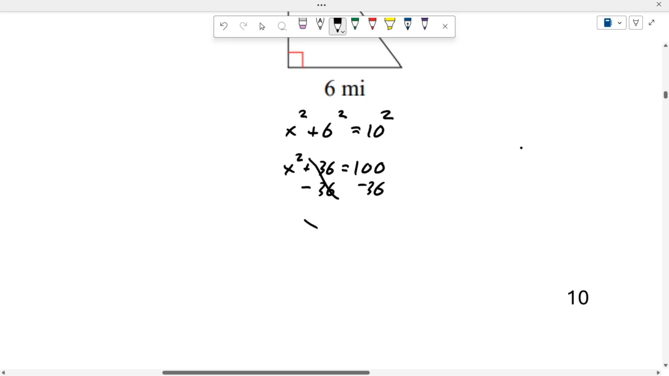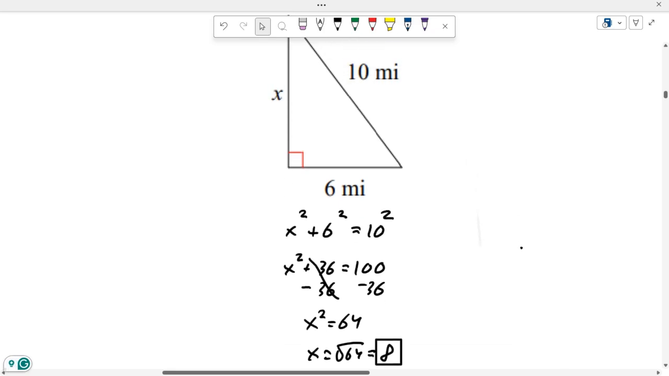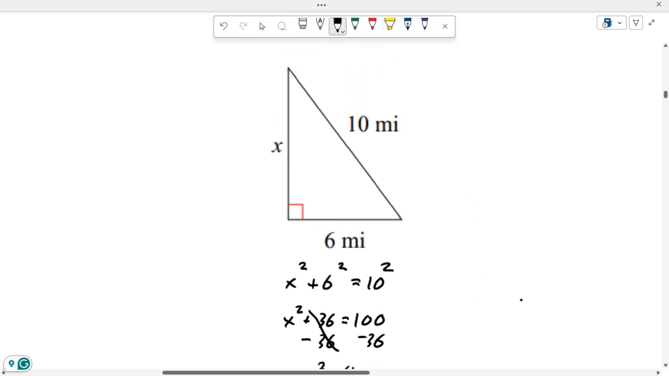X squared is 64. And so x is the square root of 64. And again, just like the last problem, the square root of 64 is a rational number. It's 8. And so you should not leave your answer as the square root of 64. I don't care what class you're in. The square root of 64 is in fact 8.